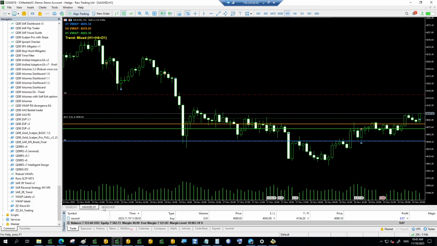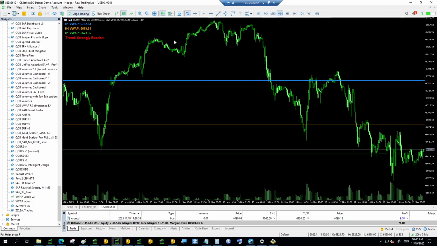So that's the use case there. Be careful with the S&P because currently we've got the green line below the orange and the orange below the blue, daily, H4, H1. So therefore we are trending lower. However, if you wanted to take a counter trend trade, you could look for a long at the hourly VWAP. But when I say counter trend, we just have to zoom out to the daily and the weekly.